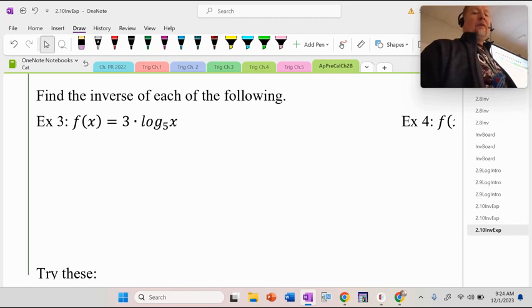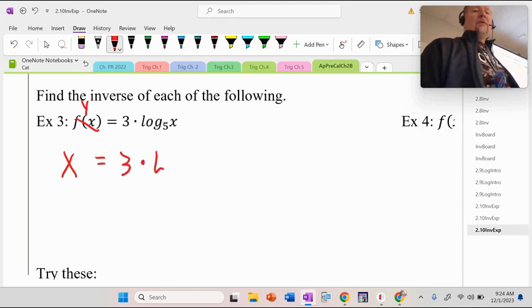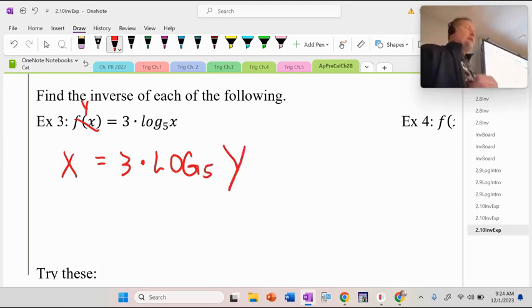Well, first of all, when I say inverse, you say what? Switch x and y. So the very first thing you do is x equals 3 times log base 5 of y. And I want to make that mistake again. I made that mistake in the last one. I still called that x. Now, he did something different on the thing. I like my way a little bit better because it's more direct.